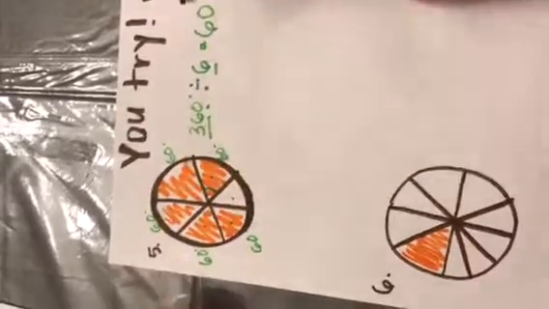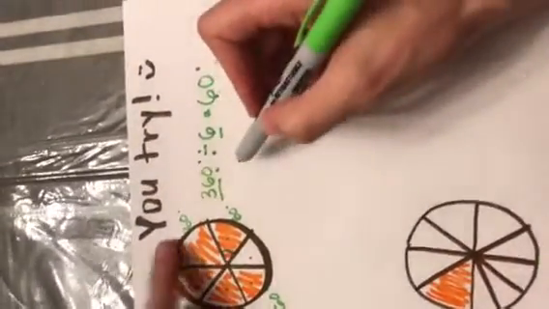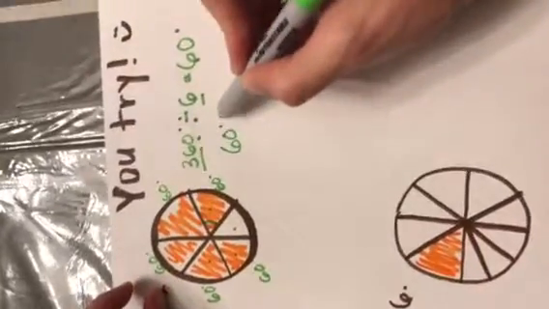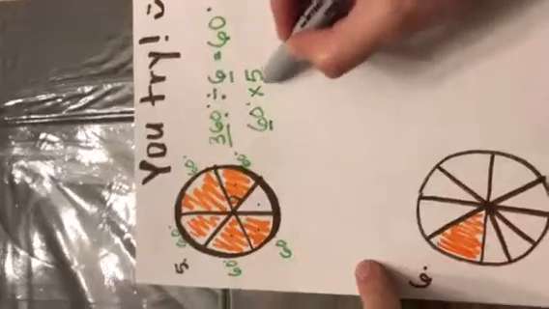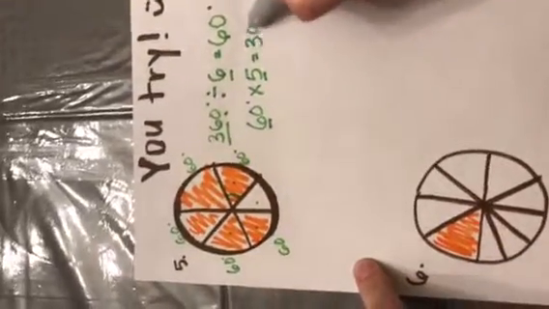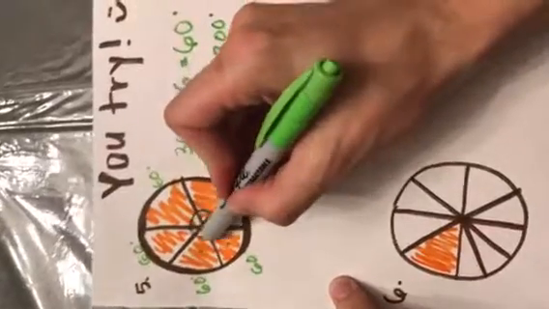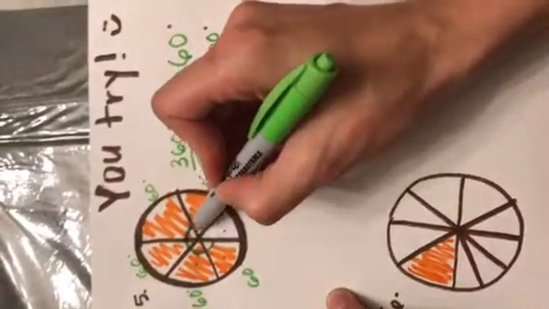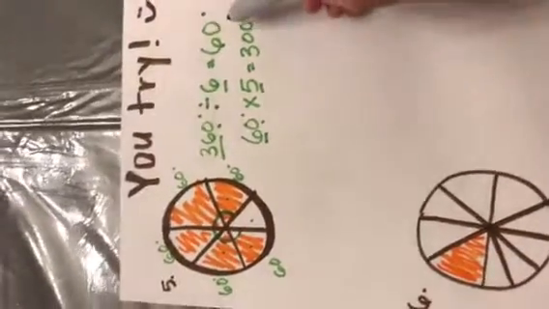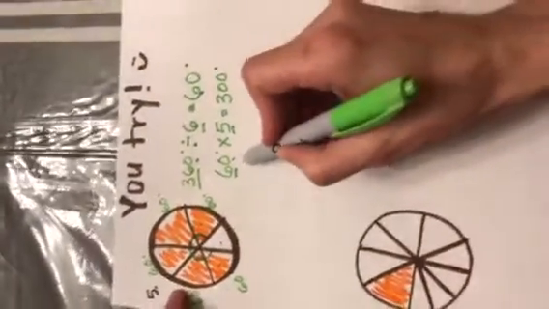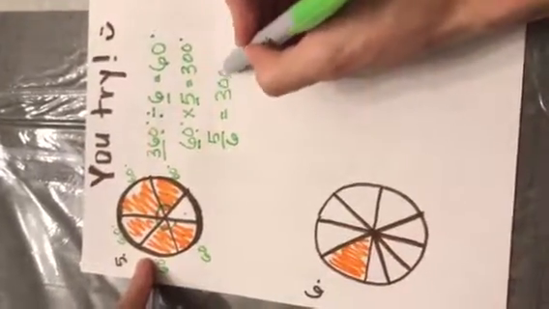You could add them up 5 times, but we all know the quicker way is to multiply. So you're going to take your 60 degrees times 5, because there are 5 parts shaded. 6 times 5 is 30. Add your 0. So you have now found this entire angle, almost a full circle, is worth 300 degrees. Or for the fraction, 5/6 is equivalent to 300 degrees.